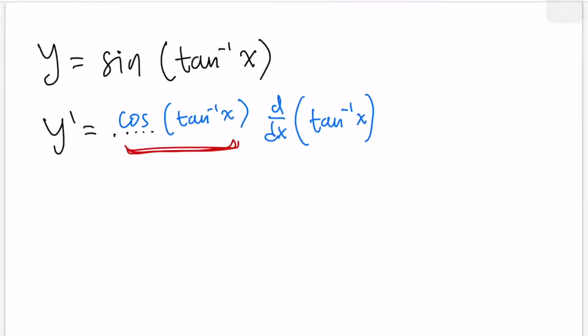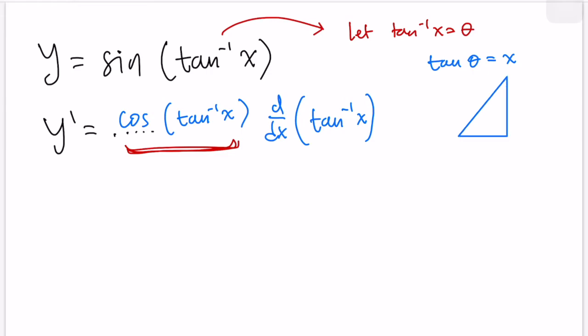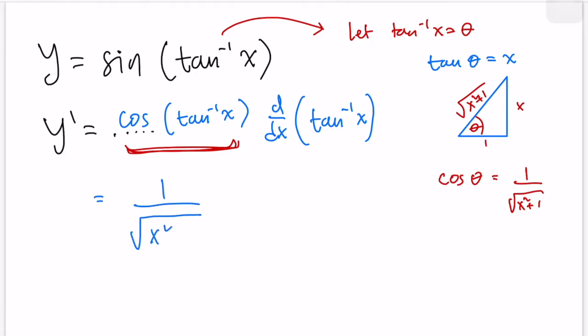First, we can let tangent inverse x be theta. So we will have tangent theta equals x. And I suggest always using a triangle to get the idea of the inverse. So this is theta, this is x, this is 1, right? And this should be the square root of x squared plus 1. So basically, we are going to look at cos theta, which is 1 over the square root of x squared plus 1.